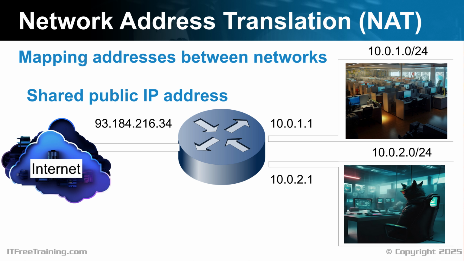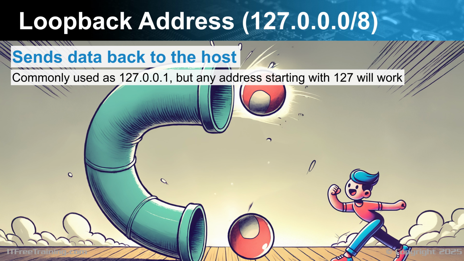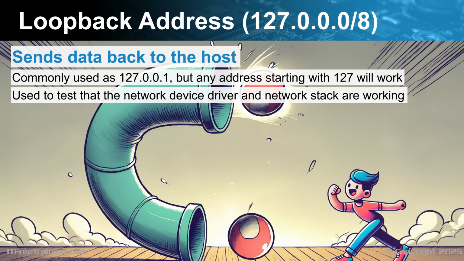There are a few special IP addresses that I will look at. I won't look at them all, just two of the common ones. The loopback address, as the name suggests, sends data back to the host. It is pretty common for the administrator to use 127.0.0.1. However, any valid IP address starting with 127 will work. The loopback address is used to test the network device driver and network stack. It does not test the cabling. Thus, in most cases, if you unplug the network cable, the loopback address will still work.